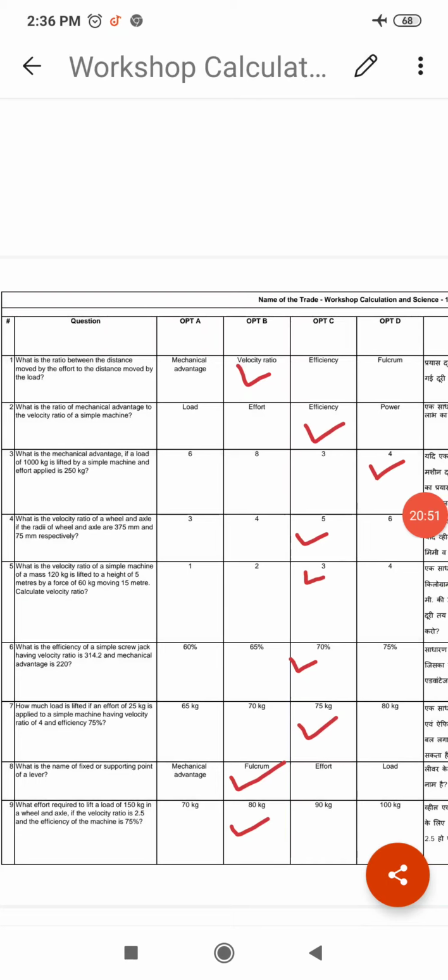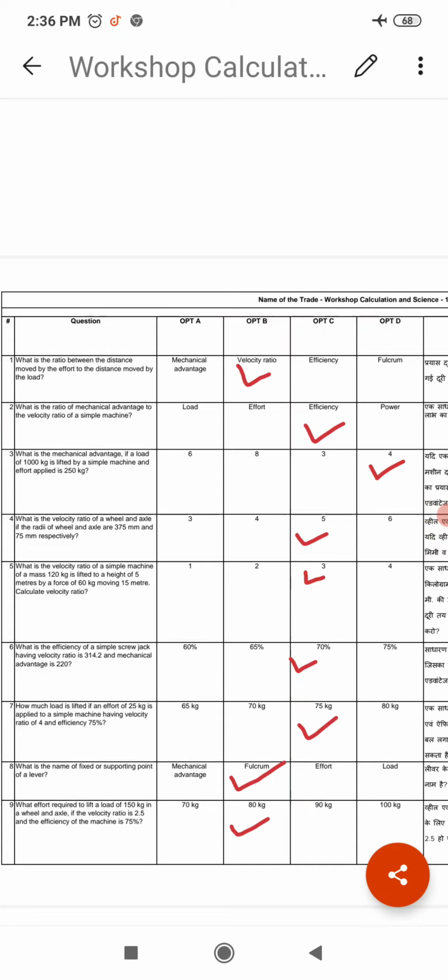C. What is the velocity ratio of a simple machine if a mass of 120 kg is lifted to a height of 5 meters by a force of 60 kg moving 15 meter? Calculate velocity ratio. Its answer is 3. Option C. What is the efficiency of a simple screw jack having velocity ratio 314.2 and mechanical advantage 220?